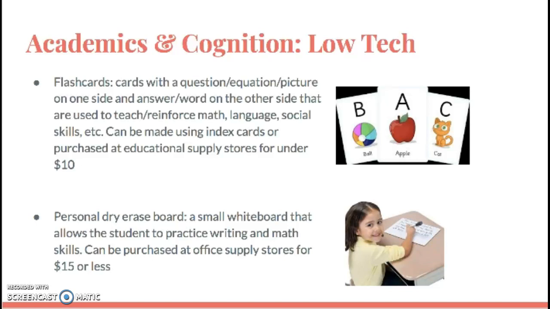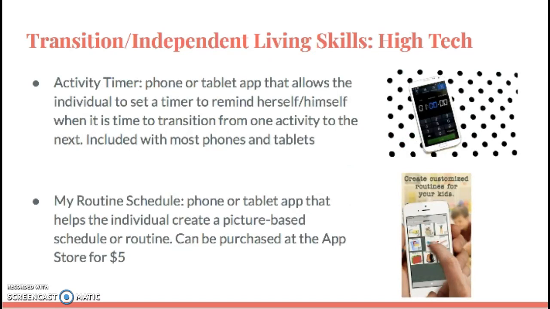There's also personal dry erase boards, which are small whiteboards that students can use to practice their writing and math skills, and those are very affordable, about $15 or less at office supply stores or drug stores. Next, we have transition and independent living skills.